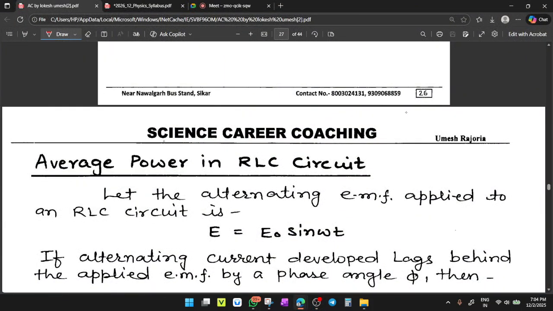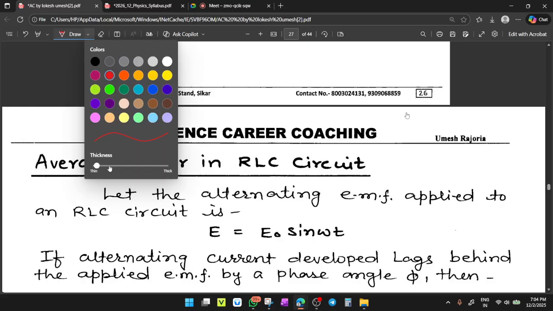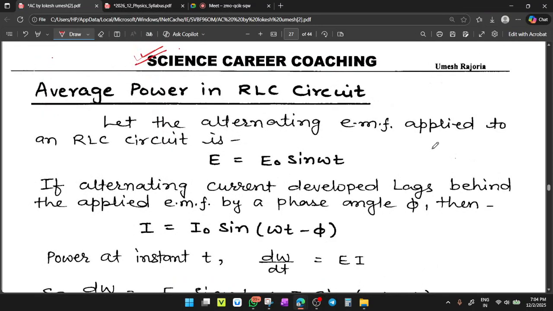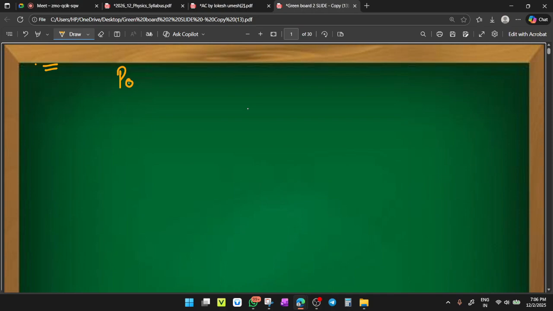So in the chapter of alternating current, our today's topic is average power in the RLC series circuit. Let the alternating EMF applied in an RLC circuit be given by E equals E naught sin omega t. Yes, write this equation. So students, we are talking about the power. Actually, power is given by P equals voltage multiplied by current.